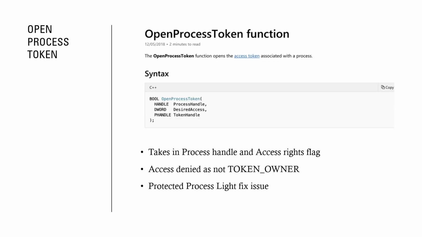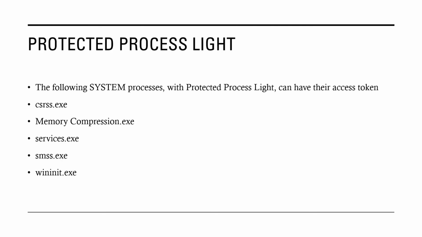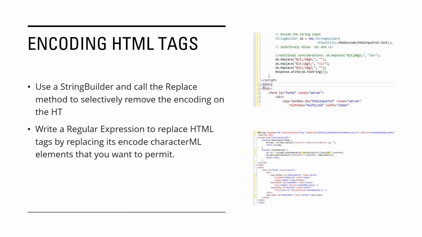The open process token takes in the process handle and the respective access right flag. However, this could cause some issues when the token owner himself is denied access to his own account. The PPL fixes this issue. To ensure non-repudiation and authenticity of the user, the PPL ensures the following files are present in the system. This way, it is impossible for hackers to steal the token.